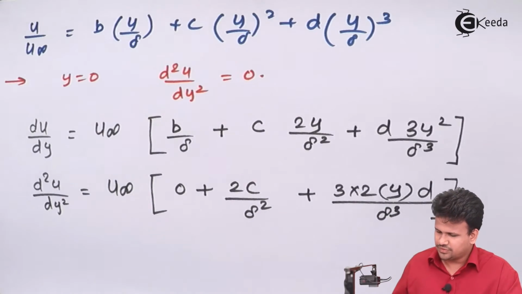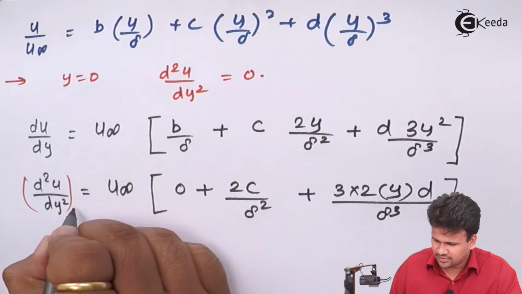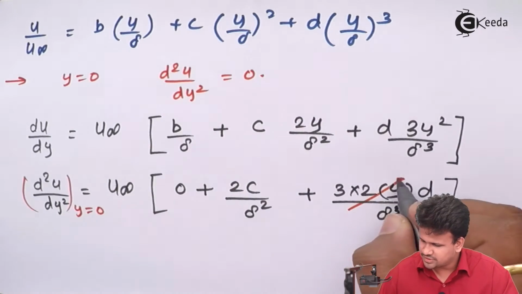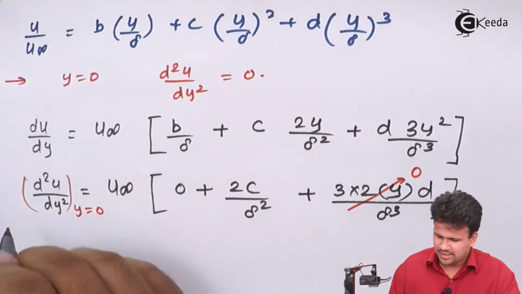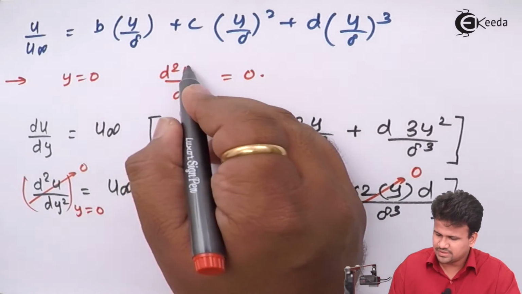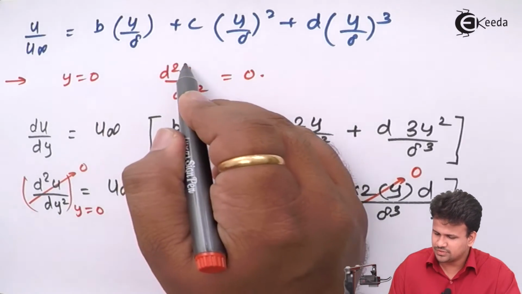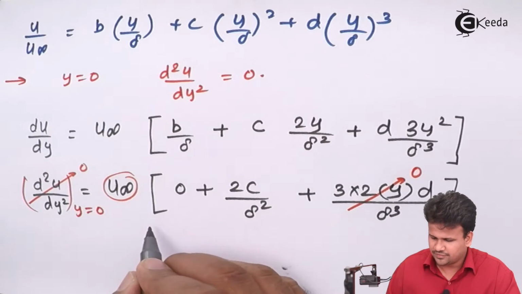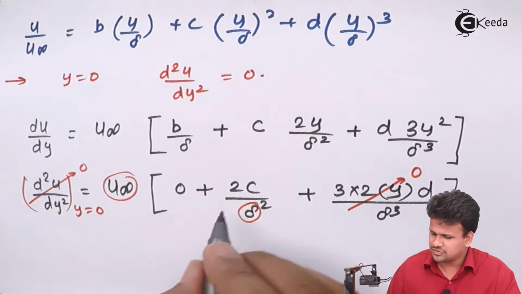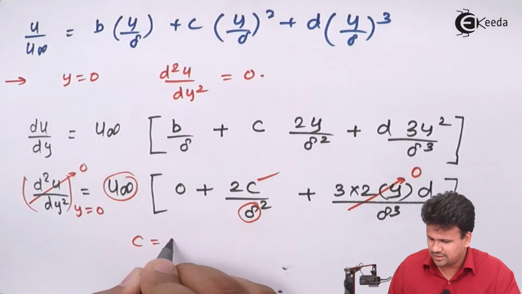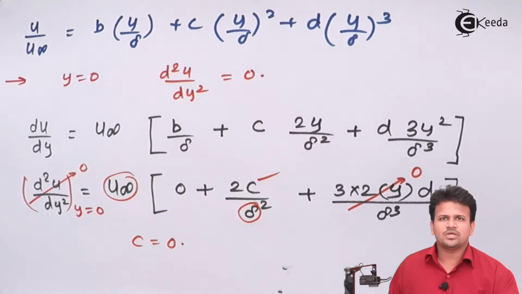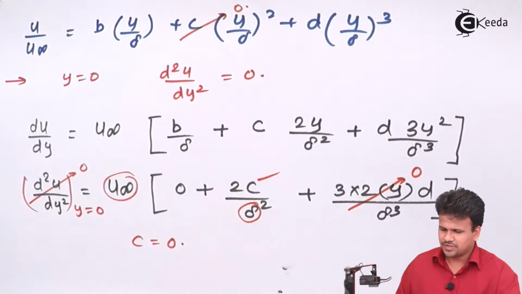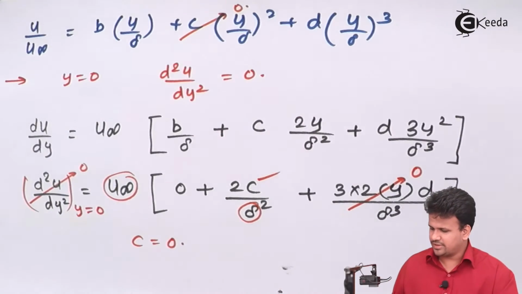Now we have to substitute over here the value of y equals 0. So if y equals 0, this part will tend to 0 and this part will tend to 0. Hence at y equals 0, these two parts are 0. So u infinity cannot be equal to 0, delta cannot be equal to 0, hence c will be equal to 0. So we have got the value of c as 0, that means this part will tend to 0. So we have substituted the second boundary condition.